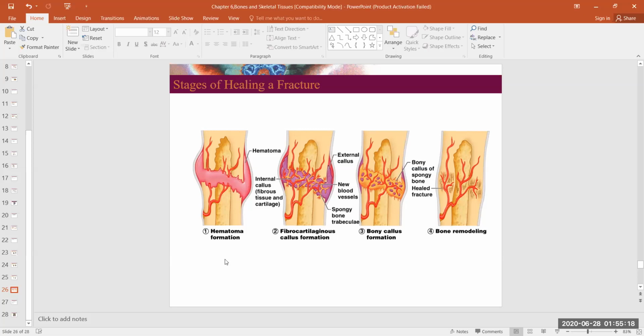Okay, so first there is hematoma, clotting of the blood, hematoma formation. And when hematoma formation happens, then fibrocartilaginous connective tissue cells come here, like the mesenchymal cells, fibrocartilage forms, and then slowly the external callus forms from the bone cells, spongy bone, and then bony callus, osteoid-like things start forming here. New bone cells are formed, and then excess bone is remodeled and made smooth.